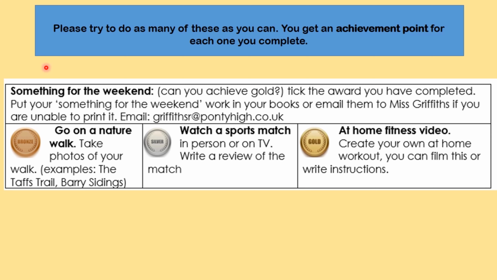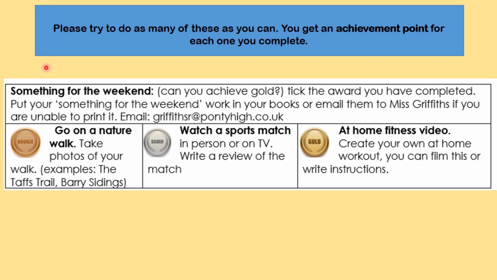To achieve bronze, which every single person should be able to achieve, you will need to go on a nature walk and take photographs of your walk. For example, you could go along the Taffs Trail or Barry Sidings, as long as it is safe to do so. You can then stick these photographs in your books or put them on your teams.